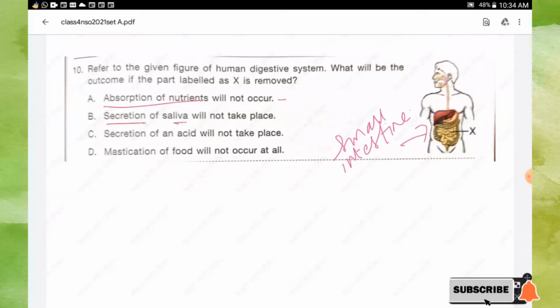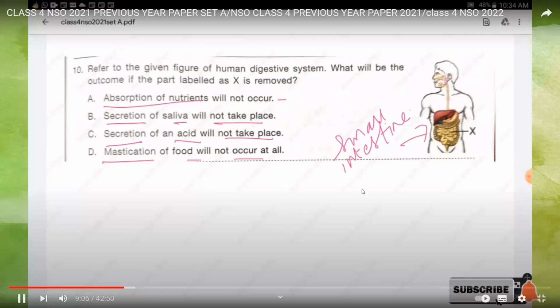Secretion of saliva will not take place. Secretion of an acid will not take place. And mastication of food will not occur at all. So the purpose of the small intestine is absorbing the nutrients into the blood. So when you remove this part, there will be no absorption of nutrients. Right. So option A is the right answer.